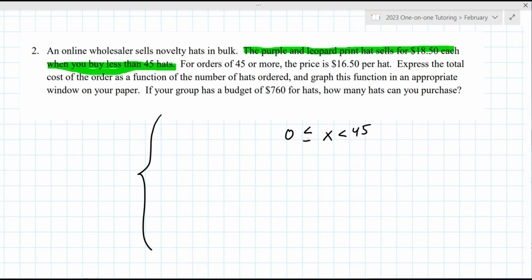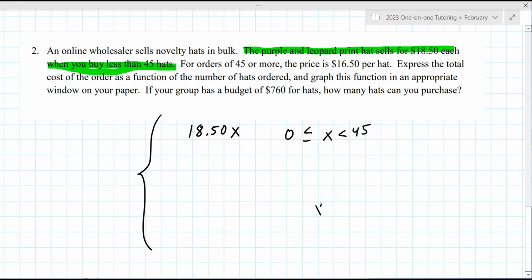That's a small thing, but you do want to say, you can't just say less than 45 because that means you could get negative hats and that's not even reasonable. Totally unreasonable. What is the cost per hat at that price point? $18.50. So it's $18.50 times X for that. Okay. Now this one follows a really similar model to the previous one, right?